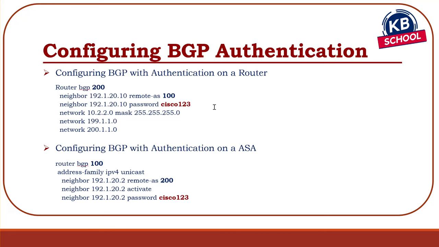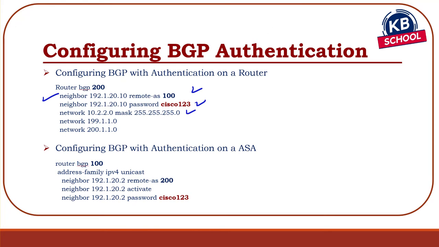Now this is a typical configuration of BGP on a router. Neighbor 20.10 with a password, network 10.2.2.0 mask 255.255.255.0. I'm advertising these two networks. When I don't specify the mask, it assumes the default mask. This is a class C network, so its default mask is 24. So I don't need to specify the mask if that's what the network in my routing table is. On router 2, those are the two networks. They're both classful networks, so I don't need to specify the mask for that.